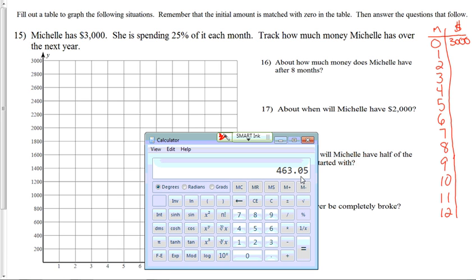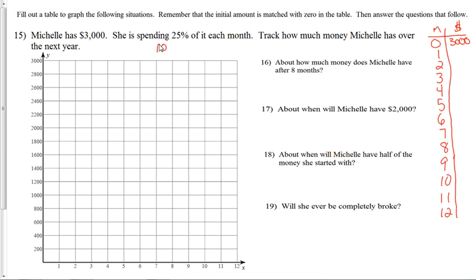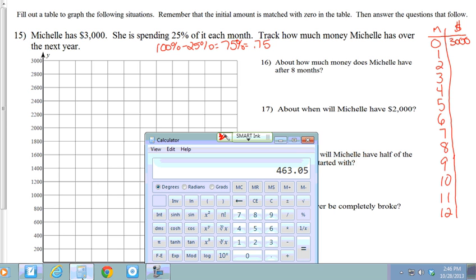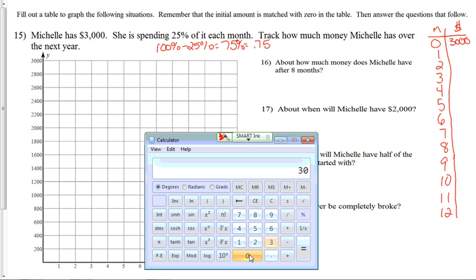So here's calculator, and let's see. She's spending 25% of each month. So remember that 25% means 100% minus 25%. We're going to have 75% of her money left each month, which is 0.75 as our multiplier. So again, using the calculator, I'm going to get 3,000 times 0.75. So after the first month, we're going to have 2250.